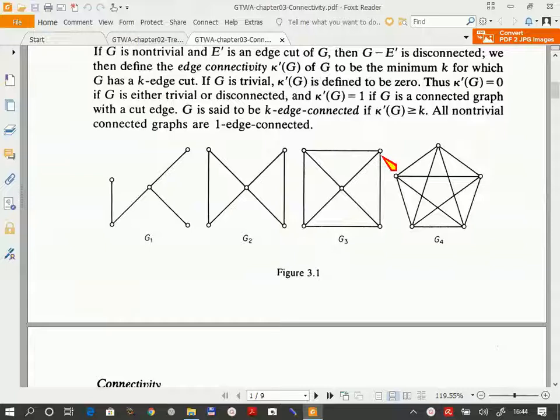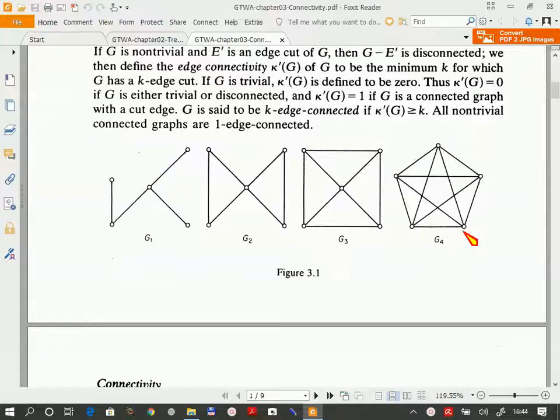How many vertices with all of their incident edges do you need to destroy here for disconnecting the graph? How many vertices? Three is enough. If I delete, for instance, these three, then I get two isolated vertices, okay?